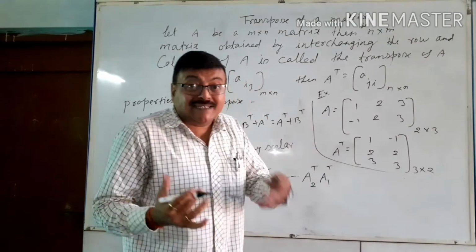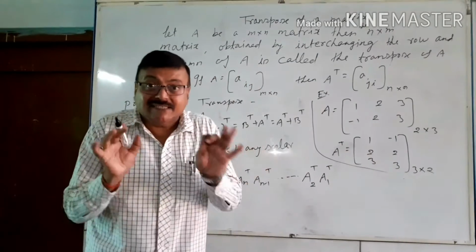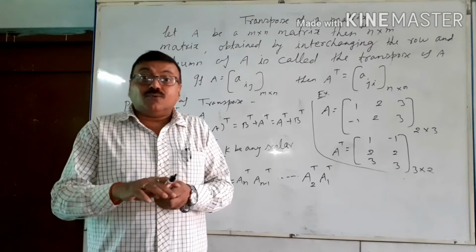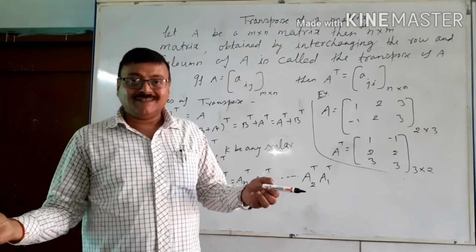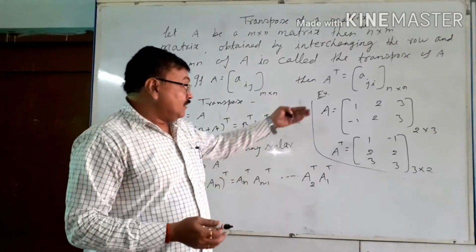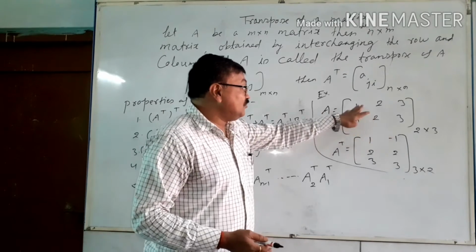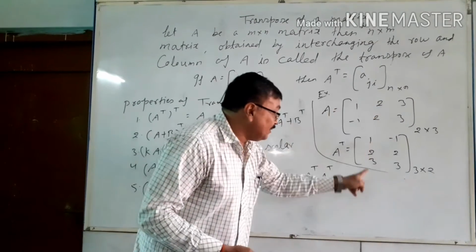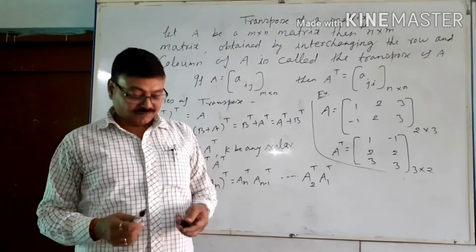What do we have to do in transpose? If any matrix is given, we have to change the rows into columns. Then it becomes the transpose. Very easy. Here you are observing that A is a 2 by 3 matrix, 1, 2, 3, minus 1, 2, 3. And what is A transpose? Just the rows are converted into columns. It becomes the transpose of A.